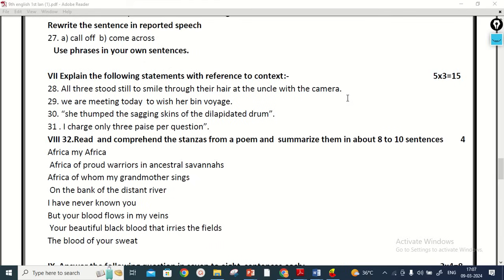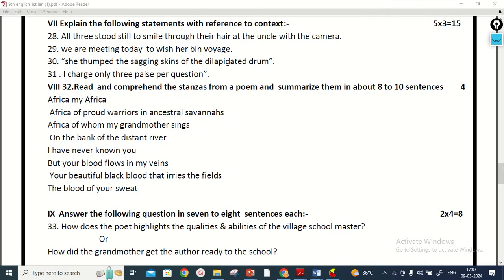I think there is one question missing here: Explain the following statements with reference to the context. One question is missing. They have given 5 into 3 is equal to 15, but there are only four questions. And next, these are the extracts here.